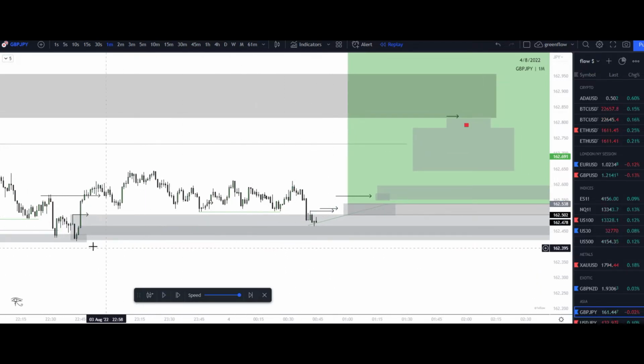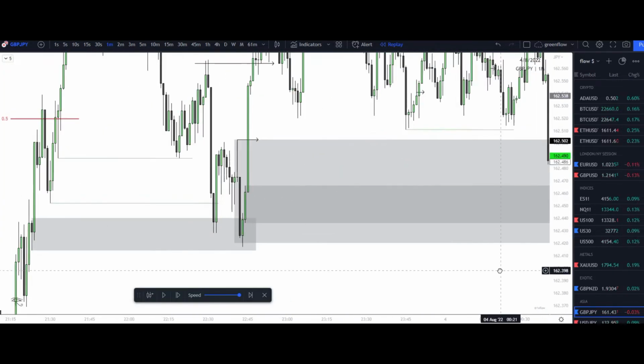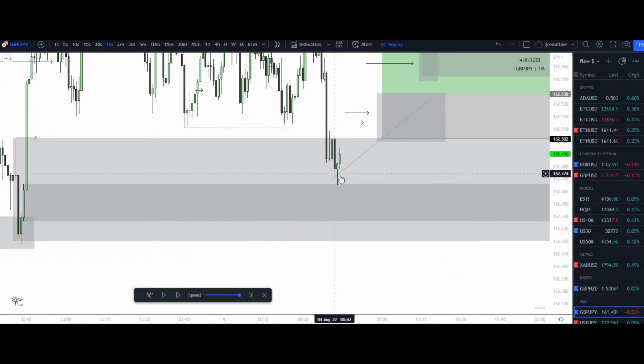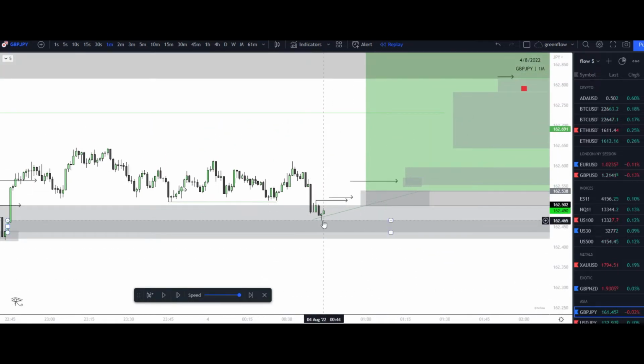Price comes down into these areas, mitigates that 1 minute, right? Candle before candle that broke structure to the upside that sponsored this move to the upside. We can see that presented right here. And then we have a high that caused that low. We can see the equal lows that are formed here as well.